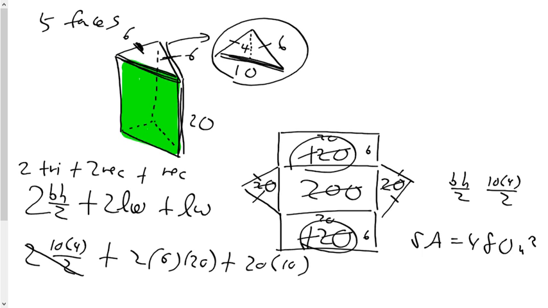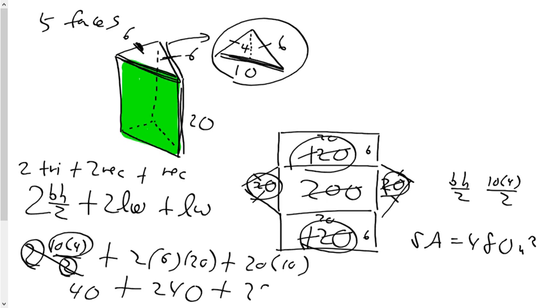And if you did that, you would end up with just 40. Now, if you didn't, you would have gone 40 divided by 2 is 20, and 20 times 2 is 40. Either way, when you simplify that, you're going to get 40. As we can see here, those are what the 40 comes from. And then you have two 6 by 20s, which is 2 times 6 is 12, times 20 is 240. And then you have a 20 by 10, which is 200. And when you add those all up, you're still going to get 480 units squared as your surface area.